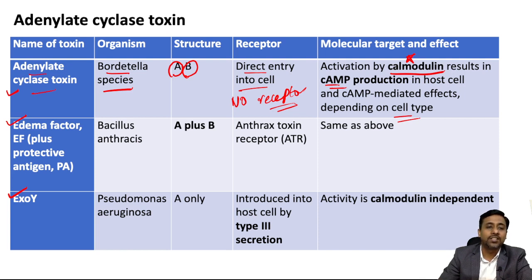Now the second is edema factor or EF, which is also mentioned as plus protective antigen. What does it mean? Bacillus anthracis produces a toxin known as anthrax toxin, and anthrax toxin has three components. The first is EF, the second is PA, and the third is LF. EF is edema factor, PA is protective antigen, and LF is lethal factor.